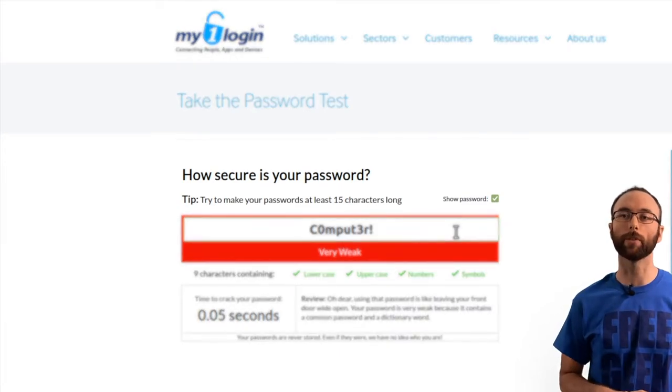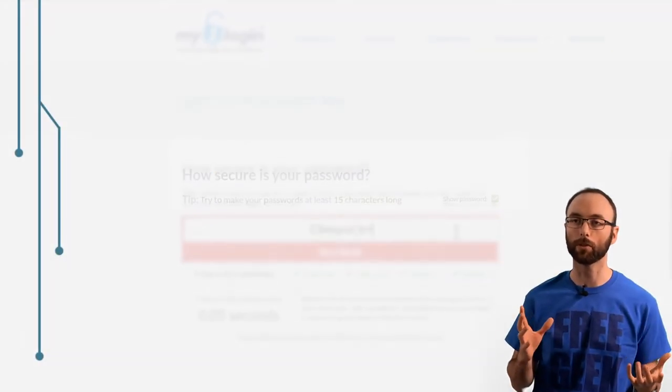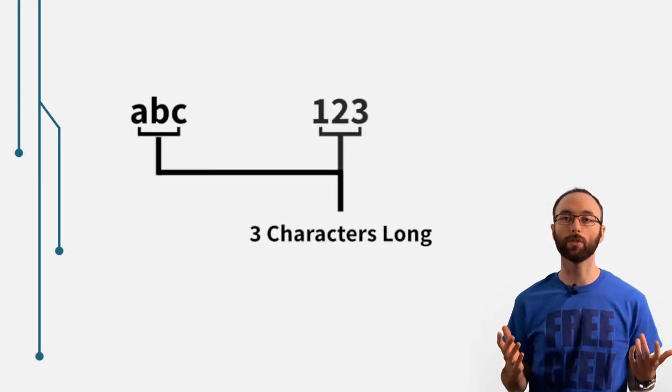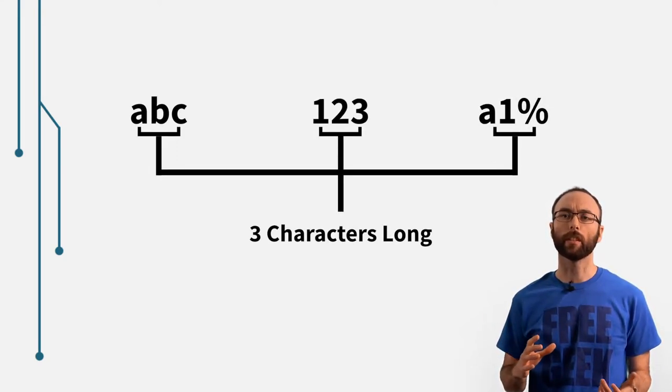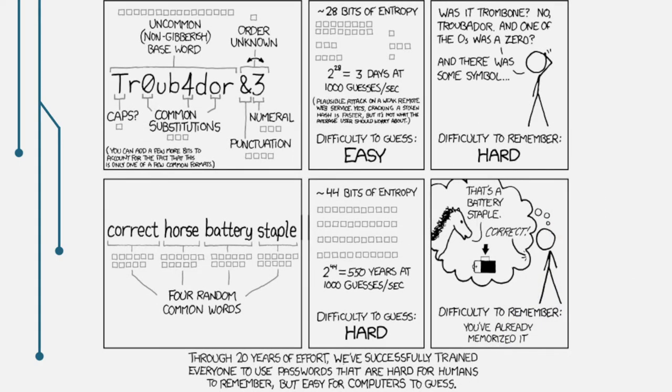If we look just above here, though, we'll see that My1Login is giving us another hint. Passwords should be longer than 15 characters. Characters are letters, numbers, or symbols, meaning that ABC is 3 characters, as is 123, and so is A1%. There aren't very many words that are longer than 15 characters, though, so what do we do? A popular comic called XKCD actually tackled this exact topic in 2011. It says, "Through 20 years of effort, we successfully trained everyone to use passwords that are hard for humans to remember, but easy for computers to guess."